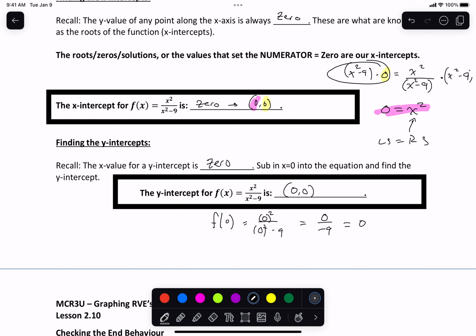This part of the test I'll let you have a calculator for, because I think when we turn the page over and we start looking at end behaviors, we need the calculator for that. I don't expect you to do that without a calculator.